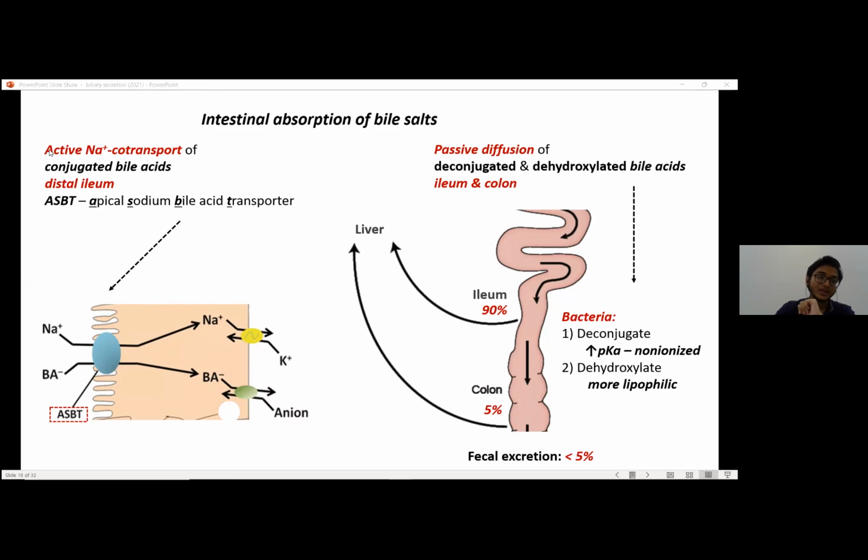This is important. You need to know that this is active sodium co-transport. So sodium brings bile acid with it by an apical sodium bile acid transporter. You need to know this point. So deconjugated bile acids are absorbed by passive diffusion. Conjugated bile acids are absorbed by co-transport with sodium. You need to know these two points.